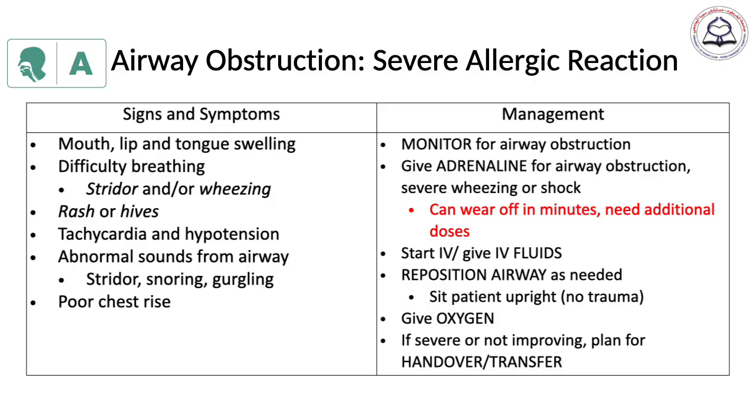You need to give adrenaline for airway obstruction and severe wheezes or shock. You have to give repeated doses of adrenaline. IV fluids are needed to improve the blood pressure. You need to reposition the airway as needed, and you can sit the patient in the upright position. You need to give oxygen, and some of these patients might need intubation and tracheostomy.